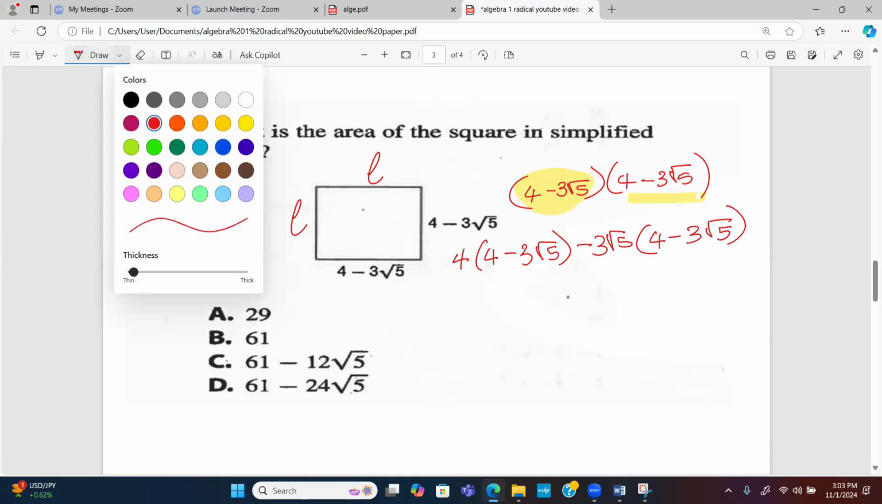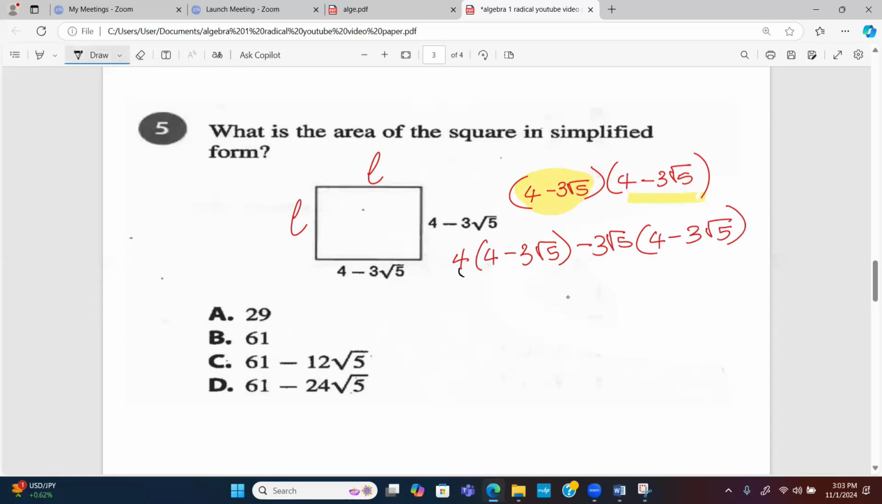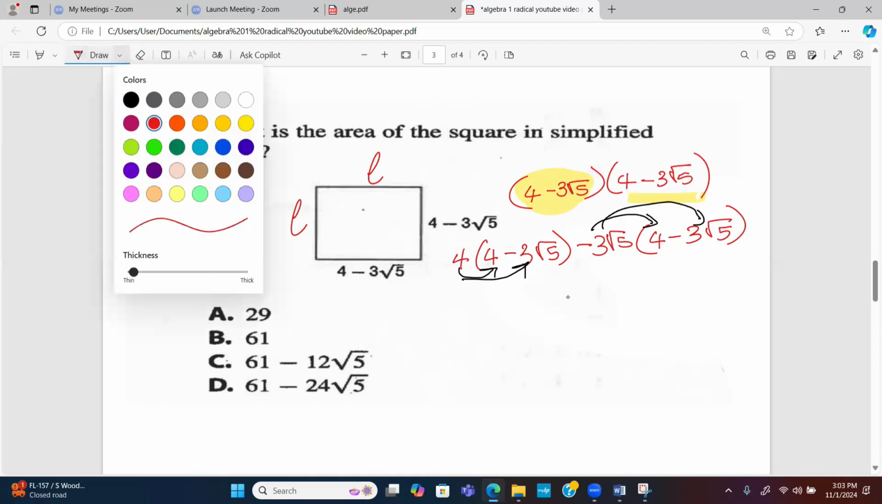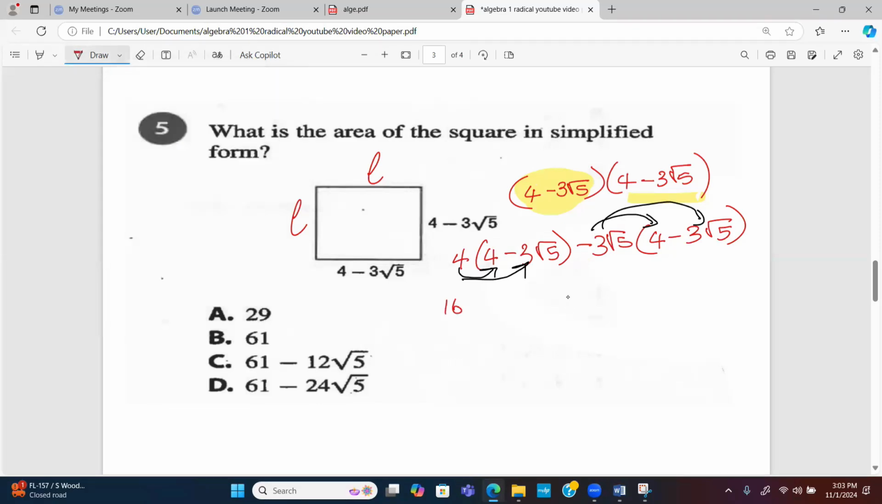What I'm going to do here is just to distribute. For example, I'm going to distribute the 4 in this parentheses. Then I'm going to distribute the minus 3 square root 5 in the other parentheses. So 4 times 4 is 16. 4 times negative 3 root of 5 will give me negative 12 root of 5.